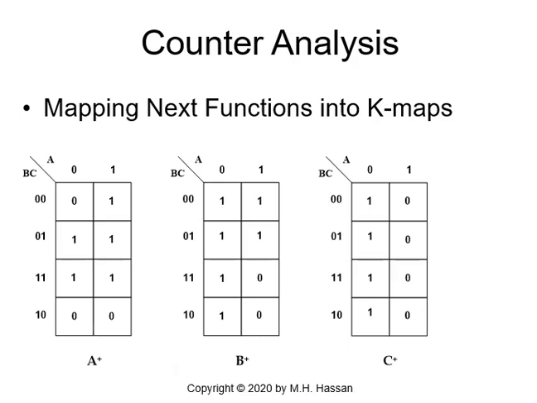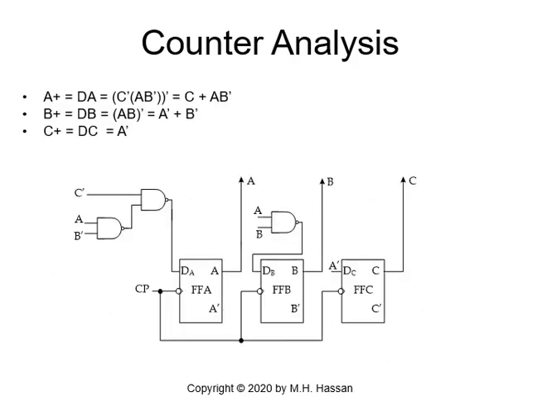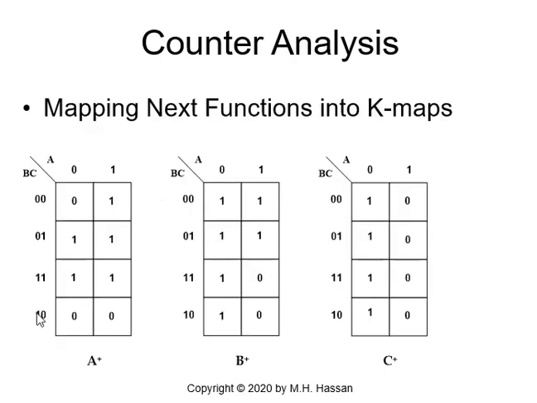C plus is very simple because C plus, which is DC, is equal to A prime. And A prime is simply here. So I have 1, 1, 1, 1. This is A prime right here when it is 0. So we map A prime: everything will cancel horizontally and I have only A prime. Once we have mapped A plus, B plus, and C plus, I will go and generate the state table.